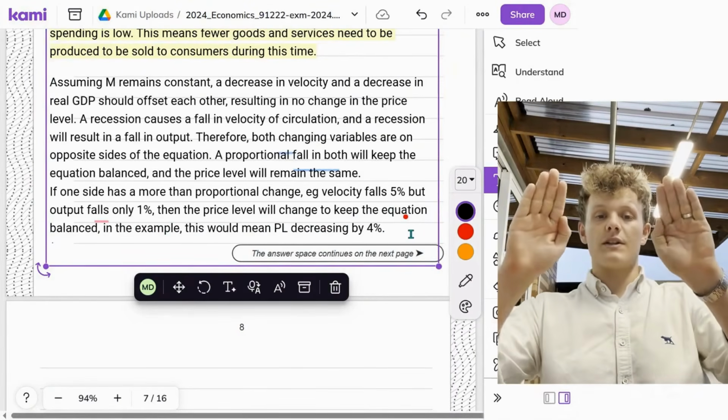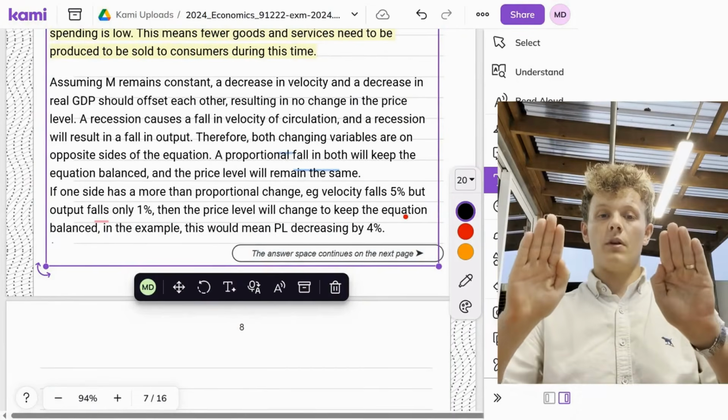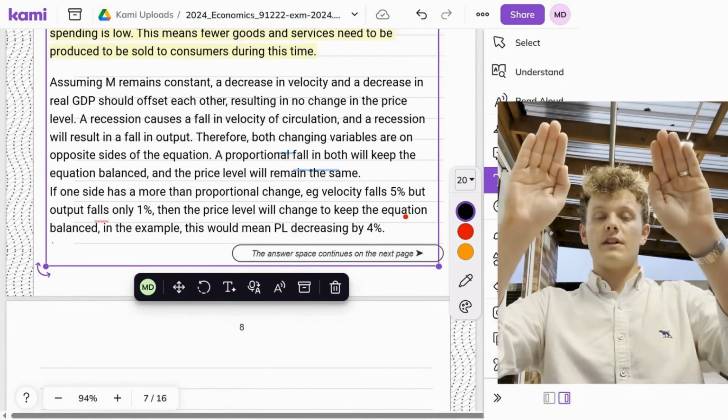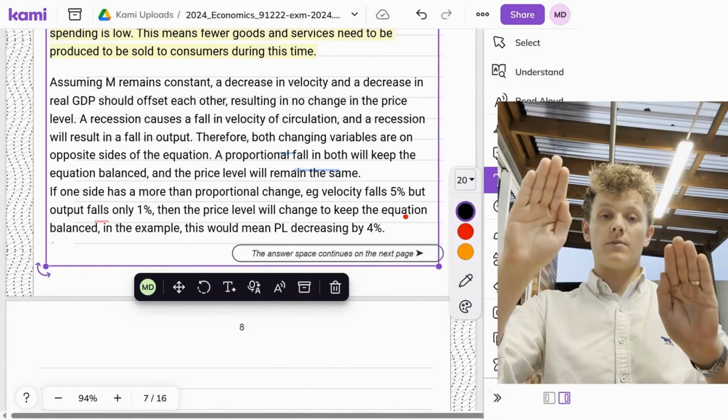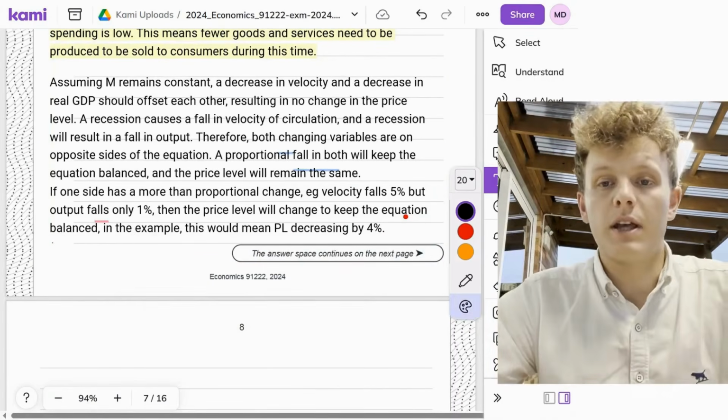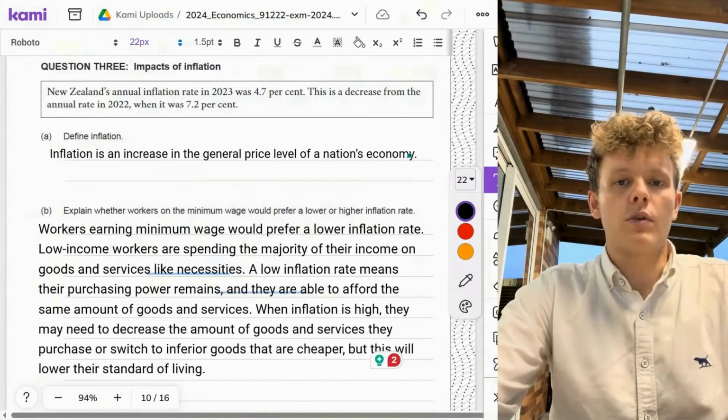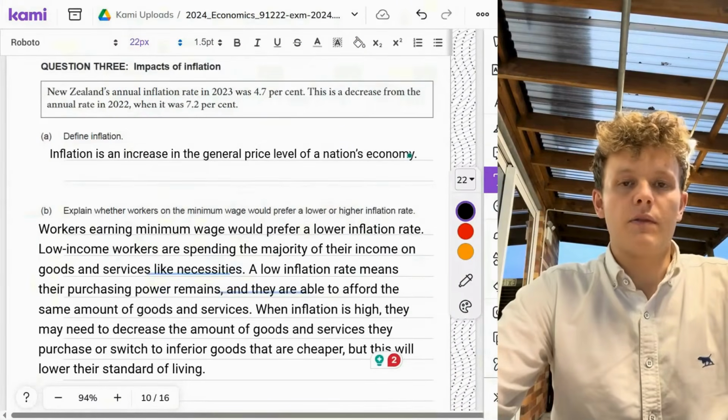So what we're saying is that the two sides are balanced, both see a fall, then they remain the same. If the two sides are balanced and one sees a big fall and one sees a little fall, the price level will have to decrease more to make them equal the same. Let's look at question 3. Cool, let's get into question 3. Impacts of inflation.